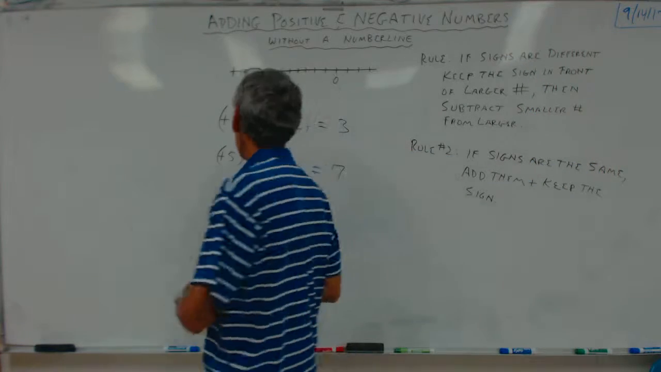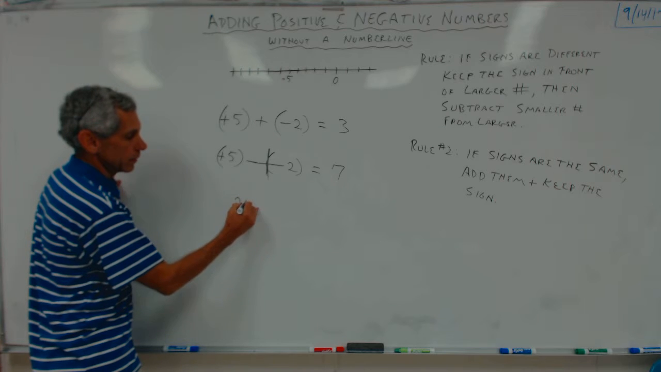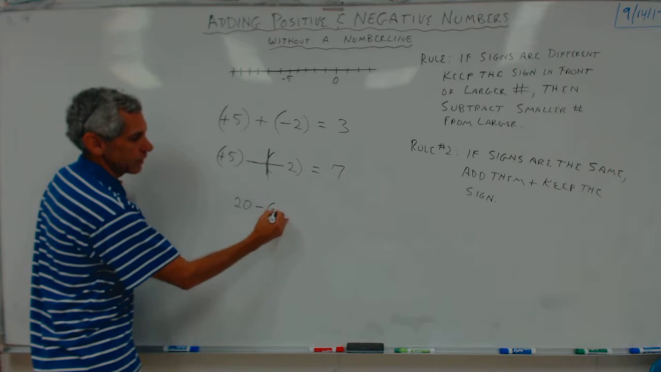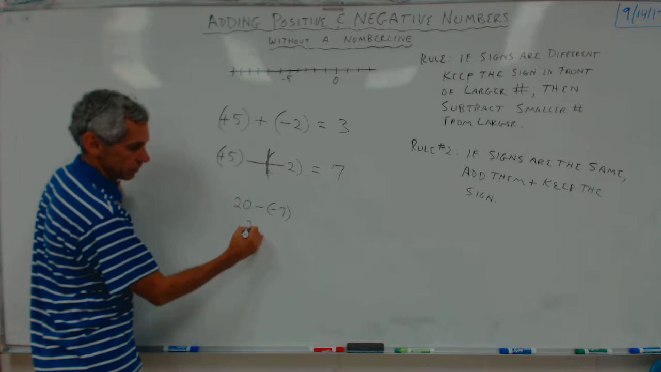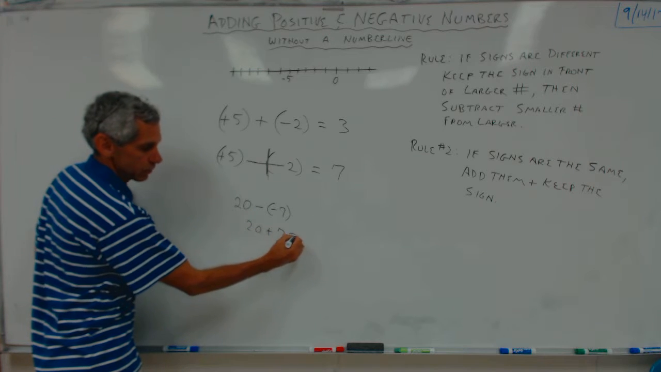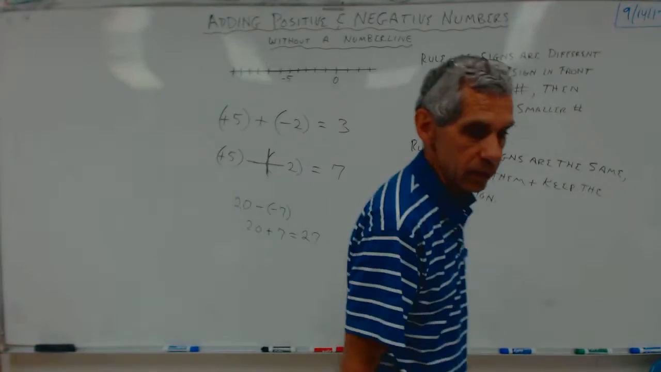Yes. So immediately, if I go like this, I have 20 minus a negative 7. It's 20 plus 7, which is 27. Okay? All right. So that is it.